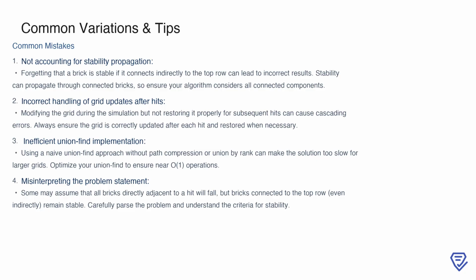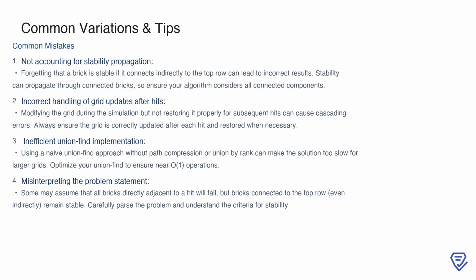One common mistake to watch out for is neglecting how stability can propagate through connected bricks. A brick doesn't need to be directly attached to the top row to remain stable. As long as it's part of a connected component that links to the top, it won't fall. Make sure your algorithm identifies all such indirectly stable bricks. Another frequent issue is improperly handling grid updates after each hit. If the grid isn't restored correctly for subsequent hits, it can lead to cascading errors in your simulation.